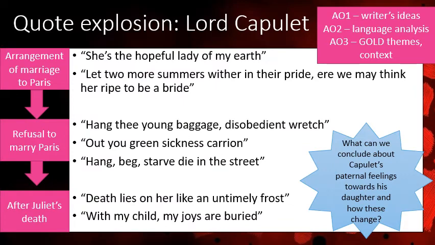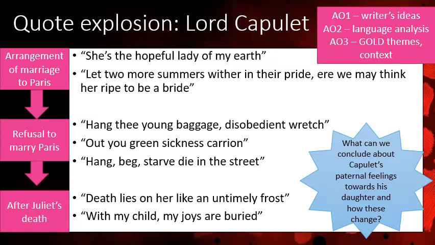So if we do a little bit of quote explosion, again I'd like you to pause here please, and pick this up in a moment, and we'll do some annotations together of the quotations and some of the things that we can think about. But I've taken a couple of key quotations, from the moment of the arrangement of the marriage to Paris, to her refusal to marry Paris, to after Juliet's death, to see how the language Capulet uses about his daughter develops.